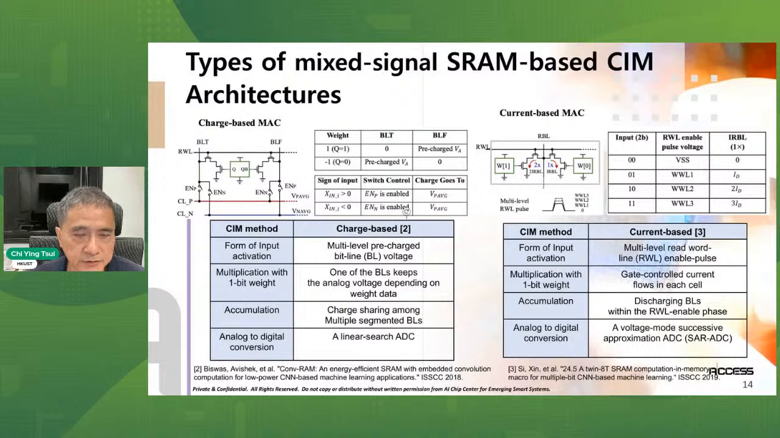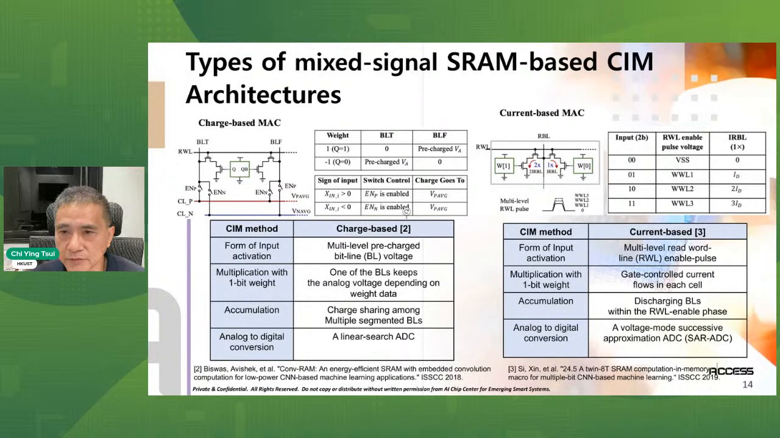And then the multiplication with the weight is based on the data in the SRAM cell, which will turn on the branch of the bit line or bit line bar. Then, depending on the sign, it will discharge the capacitor on this line. After that, the accumulation is based on the charge sharing of all these capacitors in the cell on these two lines, VP AVG and VN AVG. So this is the basic principle for the charge-based approach. After that, you need a linear search ADC to convert the analog value into digital.